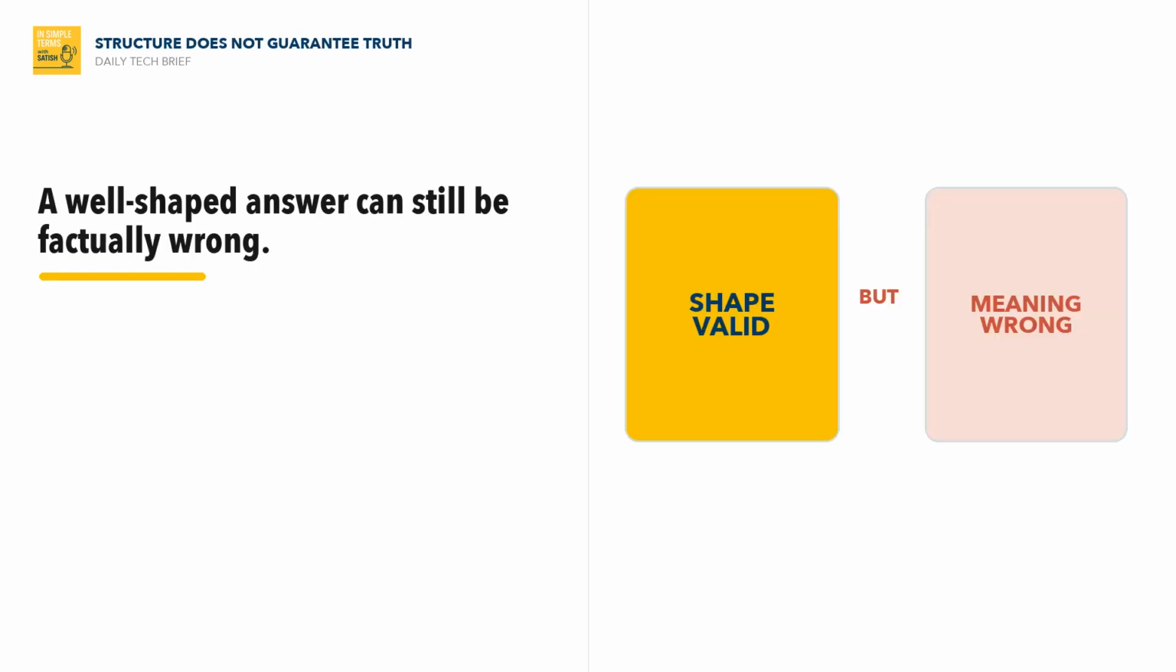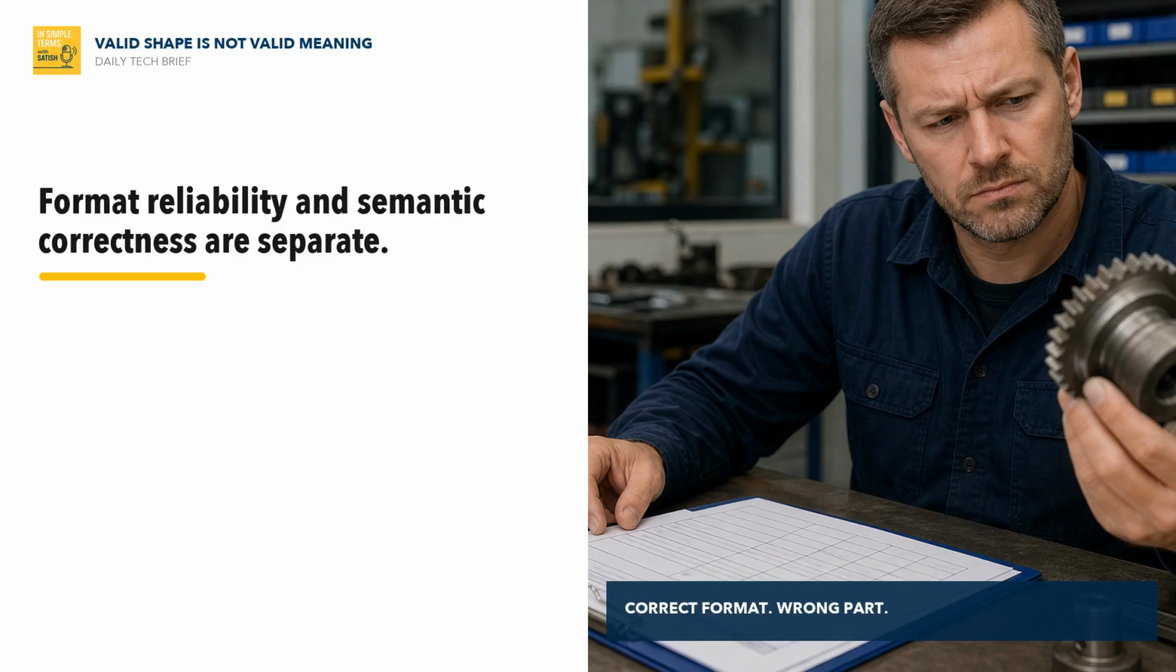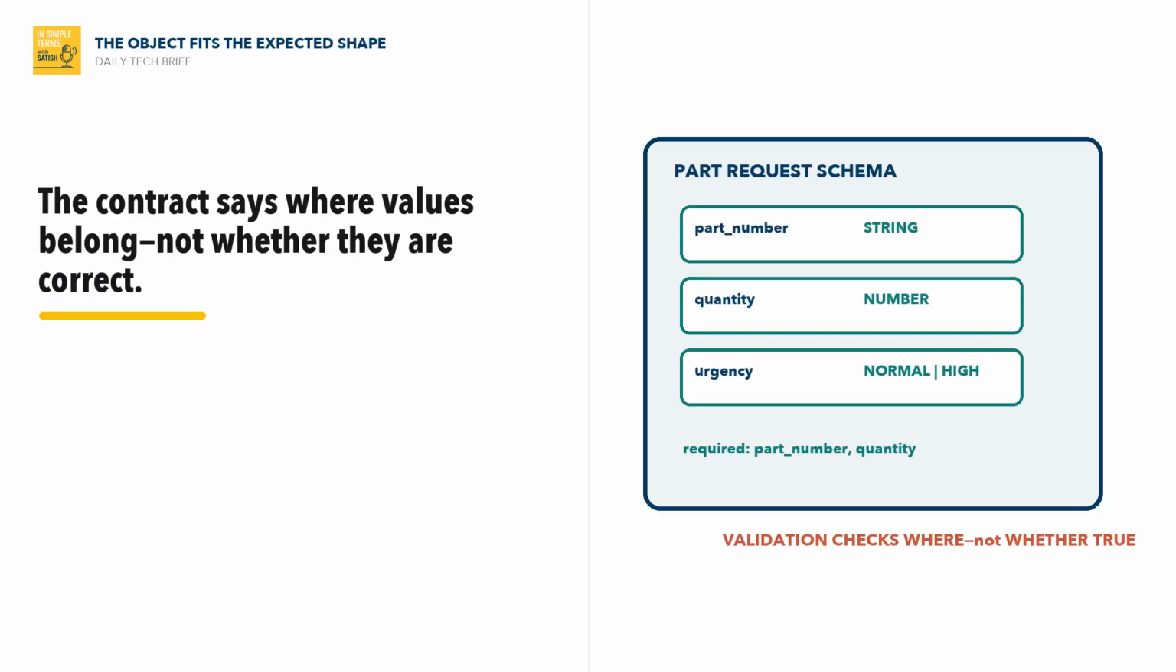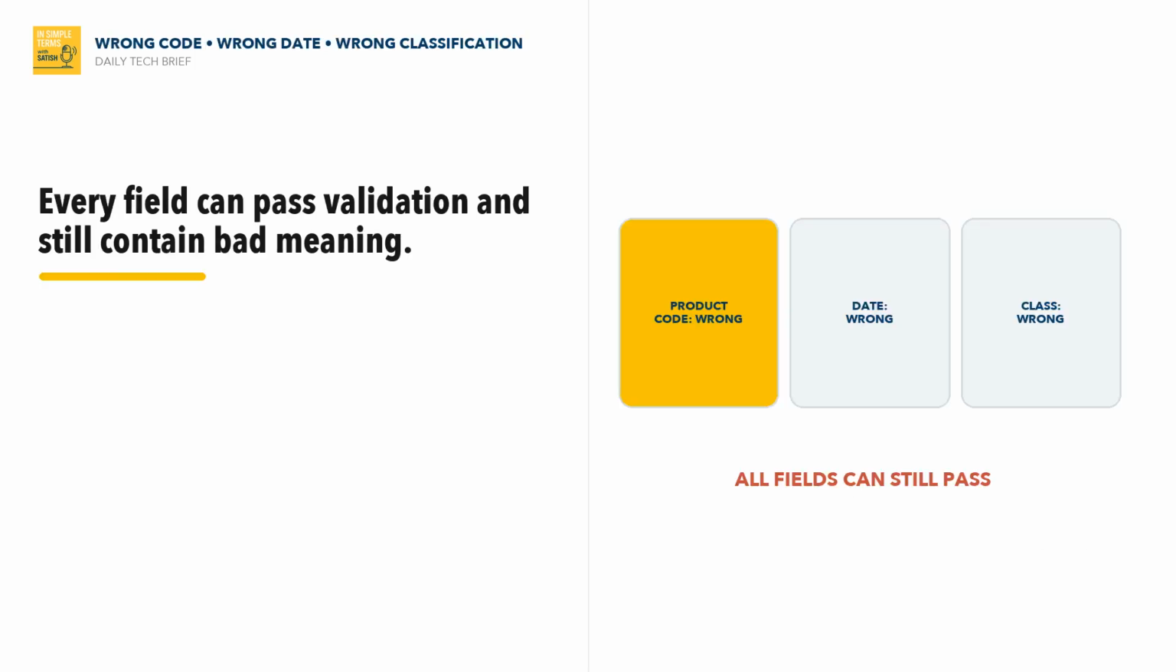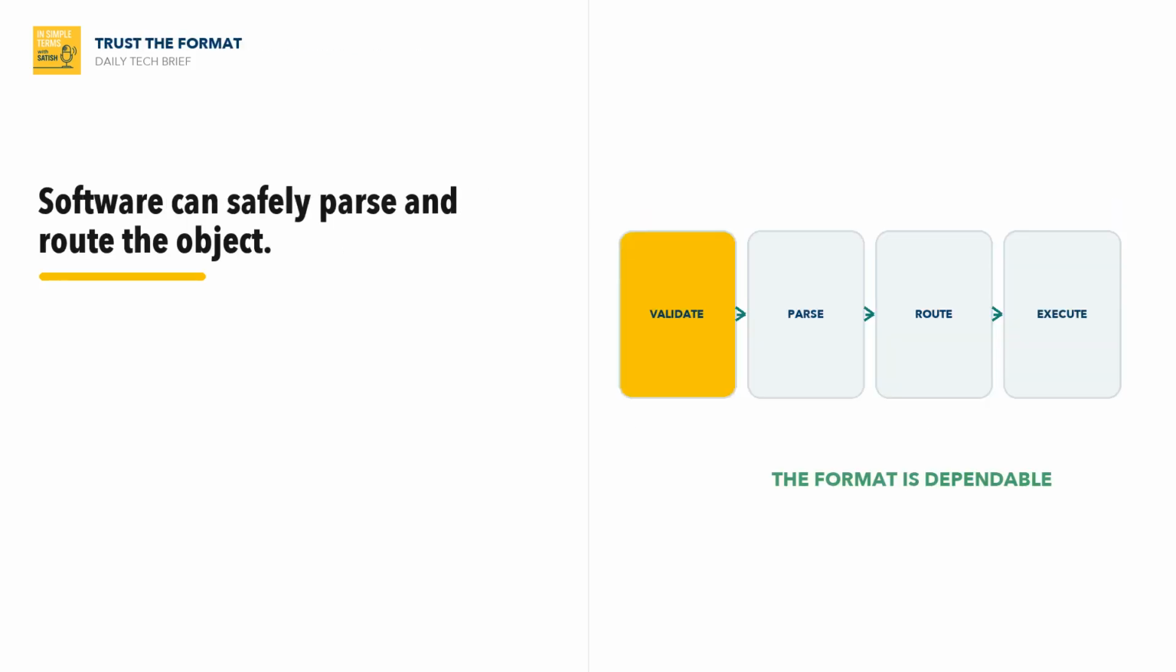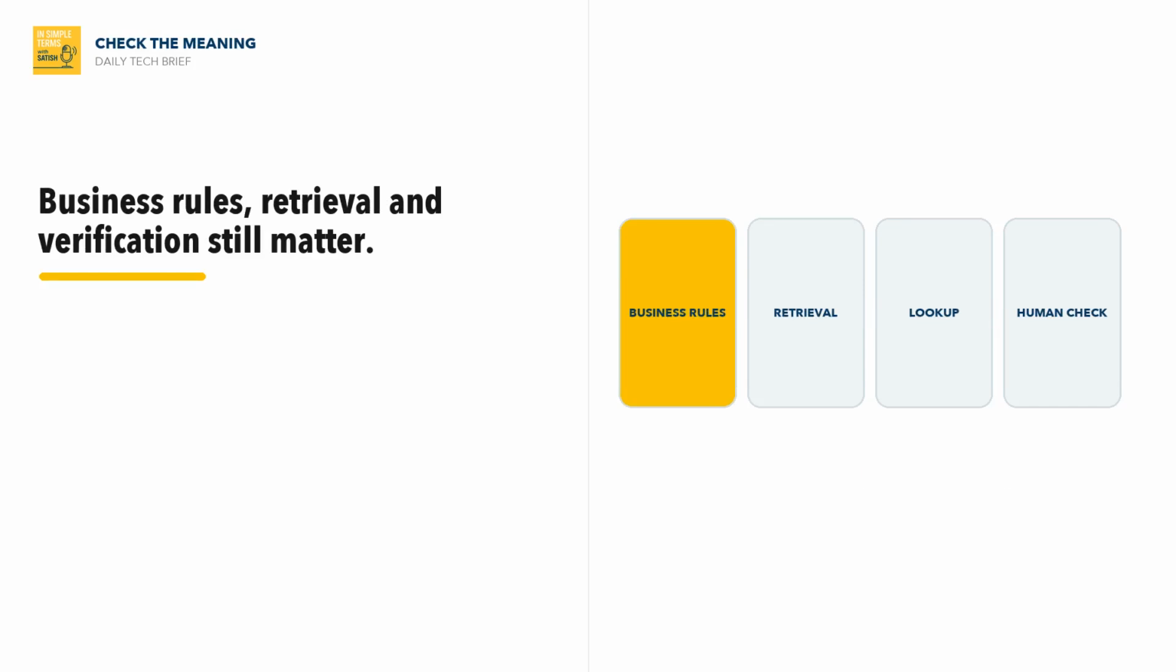There is another important layer here. Structured output does not mean the answer is true. It only means the answer fits the expected shape. So a perfectly valid object can still contain the wrong product code, the wrong date, or the wrong classification. That is the catch. Structure helps the software trust the format. It does not remove the need to check the meaning.